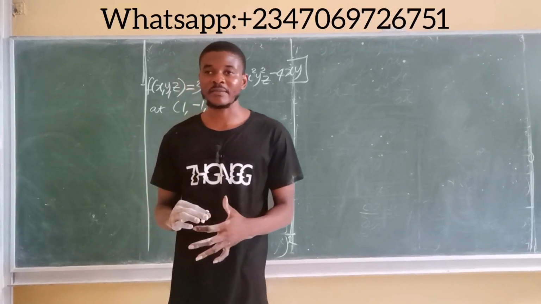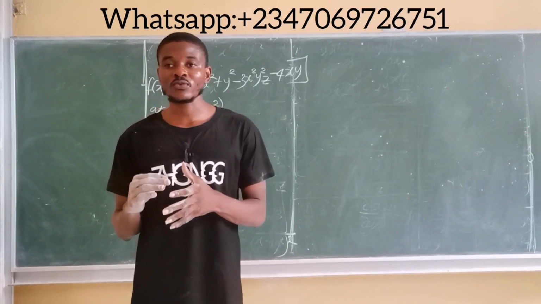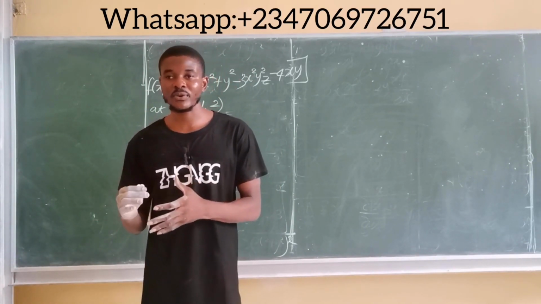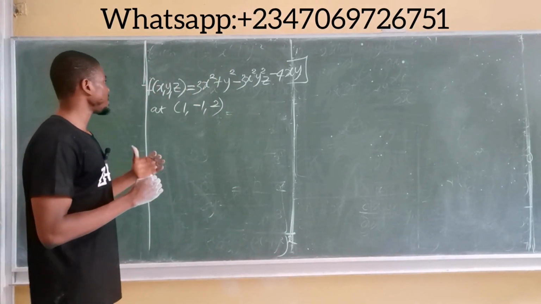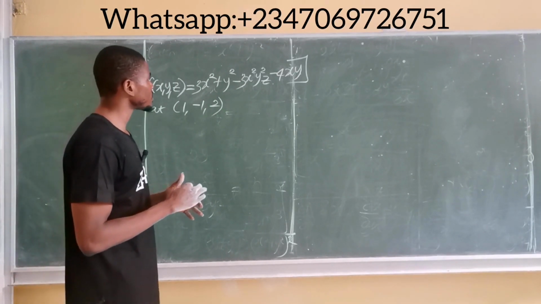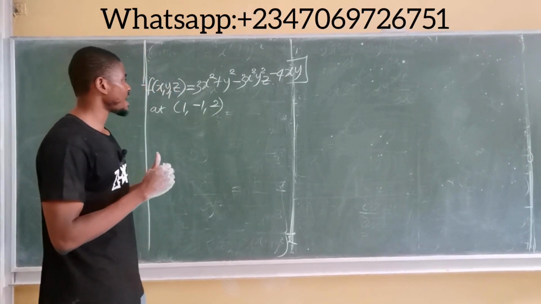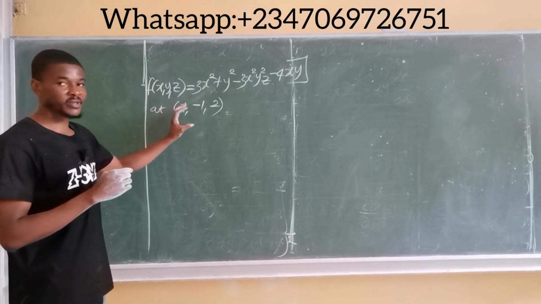Welcome to Engineer's Mindset. In this class, I'm going to show you how to find the function of multivariables at a given point. Let's consider the problem on the board. We have f(x, y, z) equals 3x squared plus y squared minus 3x squared y squared z minus 4xy, and we are asked to find the function of this variable at this given point.